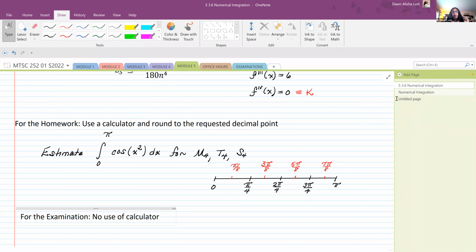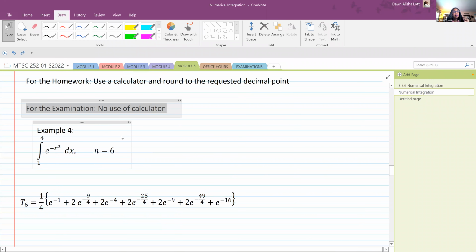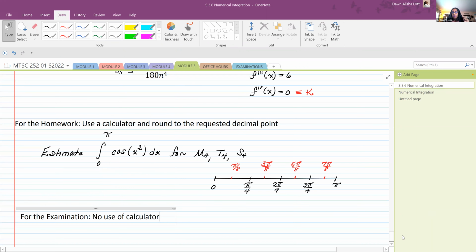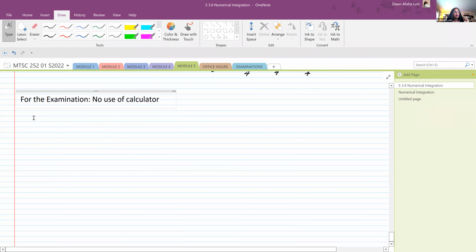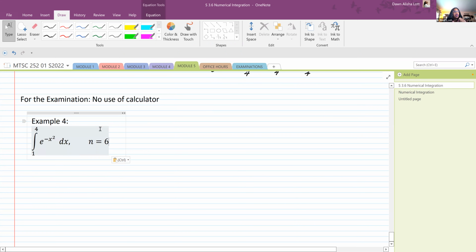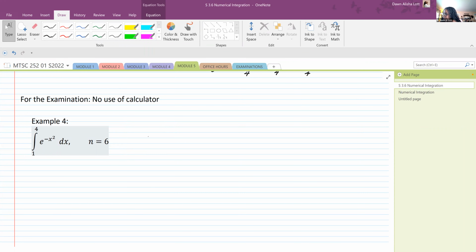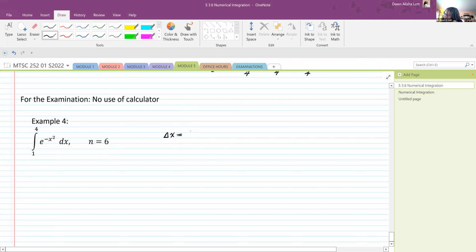So on the exam, since we don't have calculators, here's an example. Calculate the integral from 1 to 4 of e to the negative x squared dx, and n is equal to 6. On the test, I would get delta x, which is b minus a, 4 minus 1 over 6. So that's 3/6, which would be 1/2.